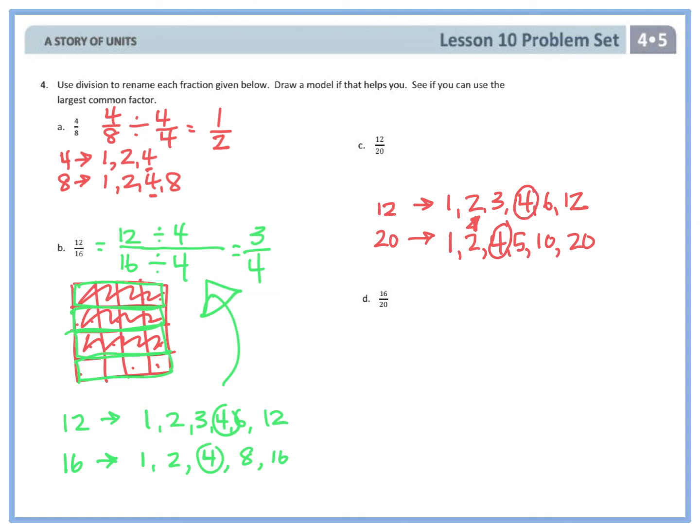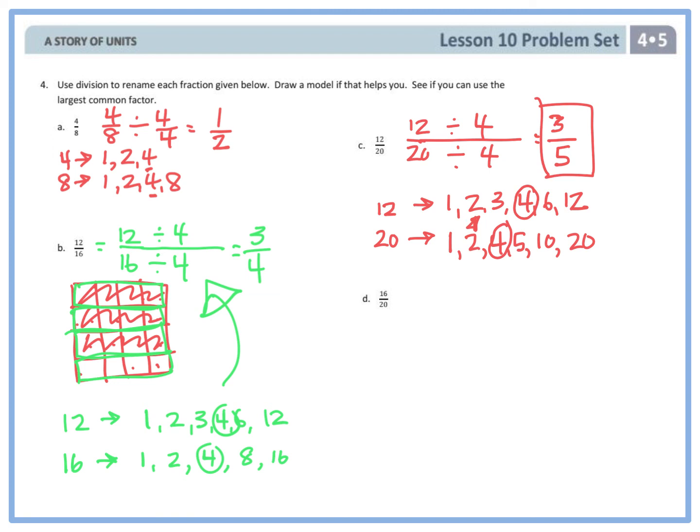So I'm going to come up here, I'm going to rewrite 12/20. I'm going to divide by that greatest common factor, which was 4. And my new answer, 12 divided by 4, is 3. Whoops, that doesn't look very good. And 20 divided by 4 is 5. So there are my greatest common factors. And there's my new fraction in simplest form right there.